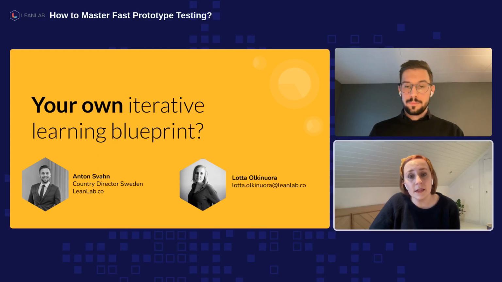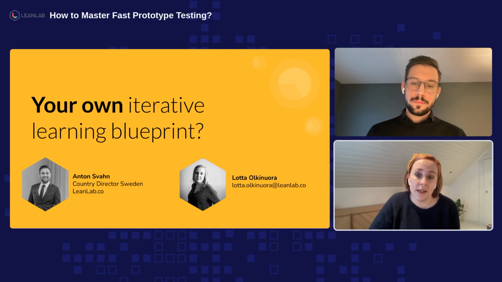So actually creating a testing community of your users to be able to engage them on a more continuous basis most effectively, and really harness that iterative blueprint way of working, not just in the prototype testing phase, but across that development and design process.